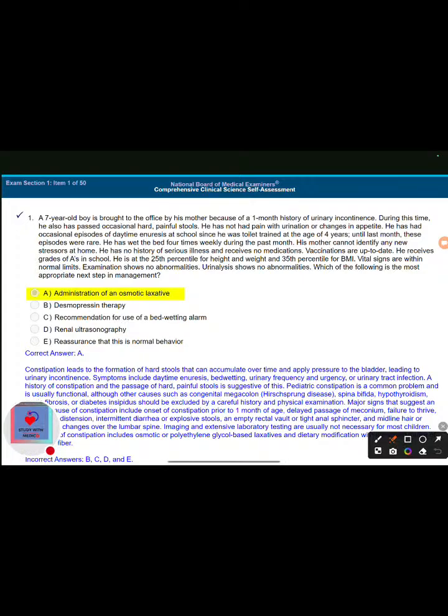A 7-year-old boy is brought to the office by his mother because of a 1 month history of urinary incontinence. During this time, he has also passed occasional hard, painful stools. He has not had pain with urination or changes in appetite.